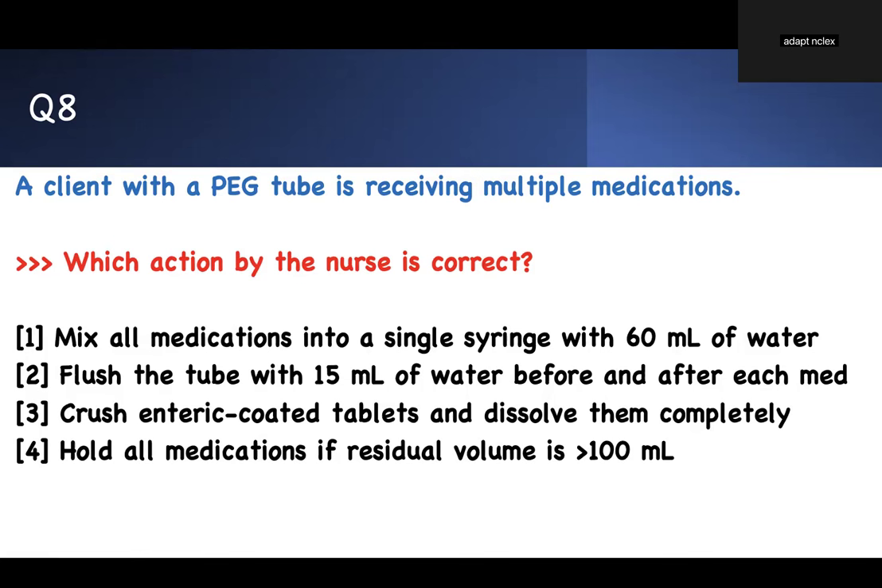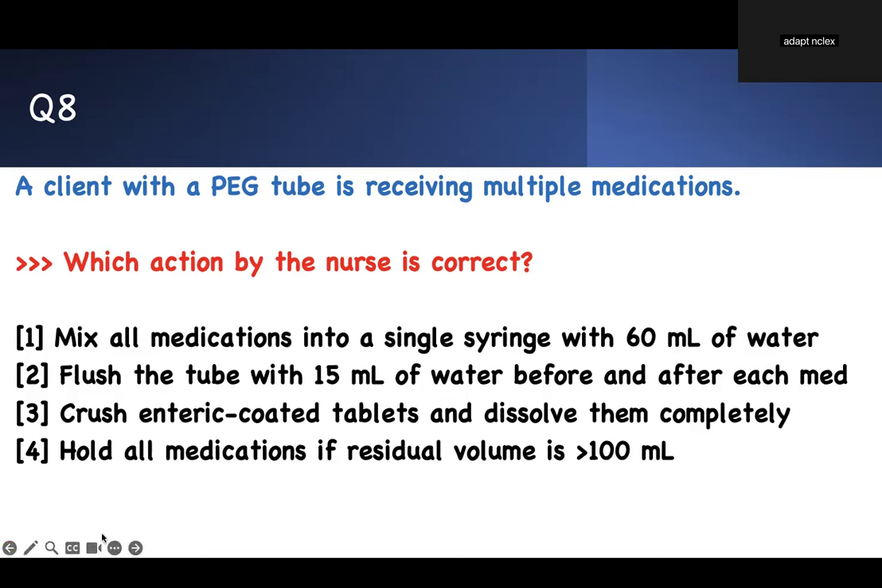And therapeutic medication should never be crushed. If you crush it, you get all the dose and you get overdose. And a residual volume that is greater than 100 does not indicate that you should hold the medication. If it's greater than 100, that is fine. Even 200, you have to check for symptoms, whether the patient is having symptoms of absorption. So for now, just saying greater than 100 is not enough.